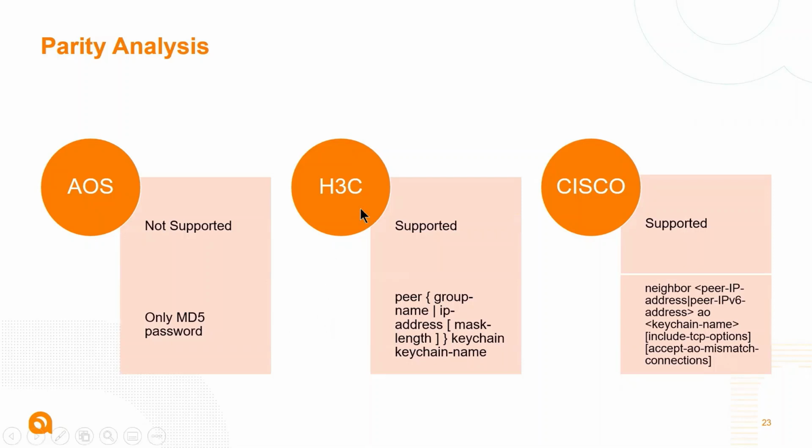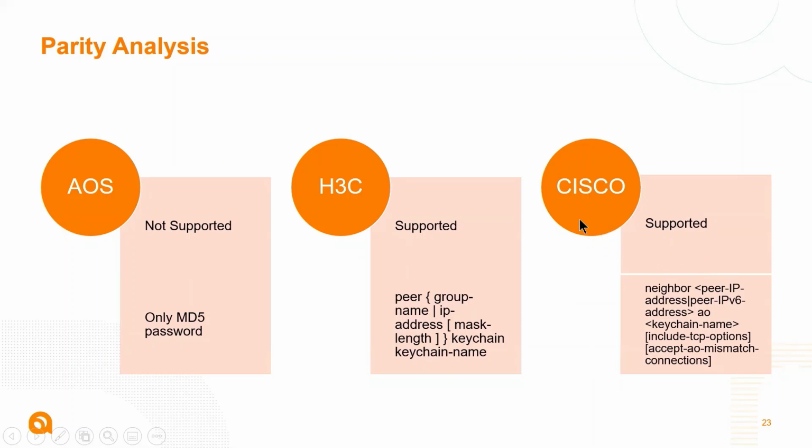Next is our Comware H3C switches. They support BGP TCP AO, but they support only the HMAC algorithm. There is no support for the AES algorithm. So the configuration is also the same: with the peer, we have to create a keychain and then associate the keychain with the peer.